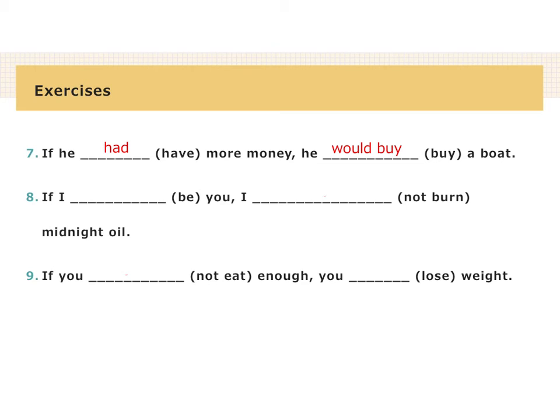Number 8. If I be you, I not burn midnight oil. The answer is, if I were you, I would not burn midnight oil. I can't be you, it's impossible. But if I were you, I would not do that. It's a good way of giving advice or a warning.